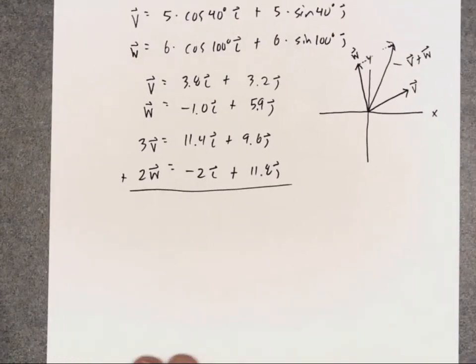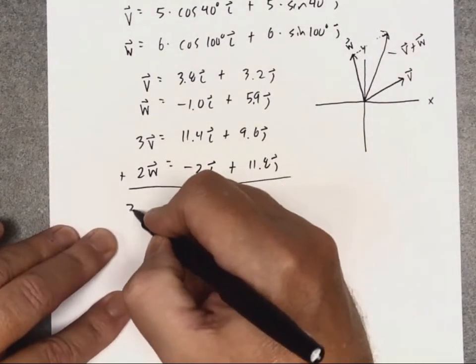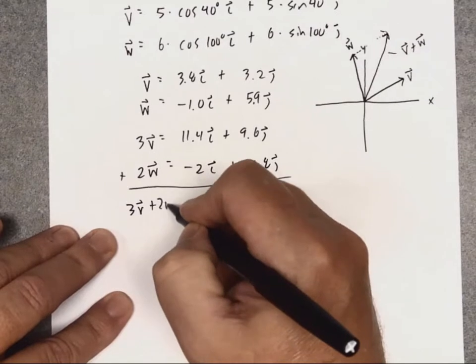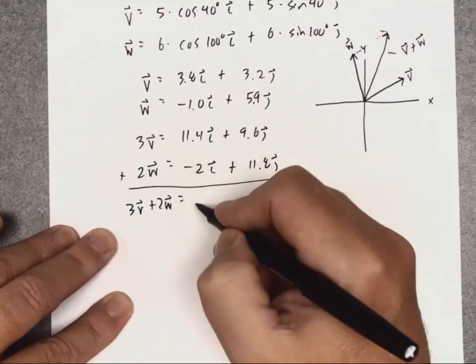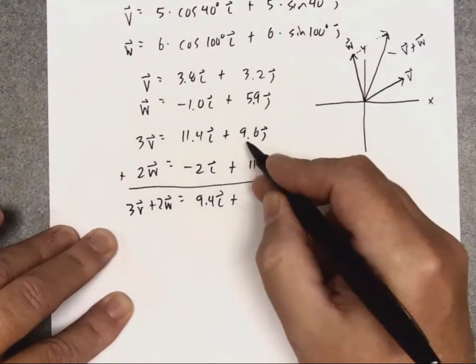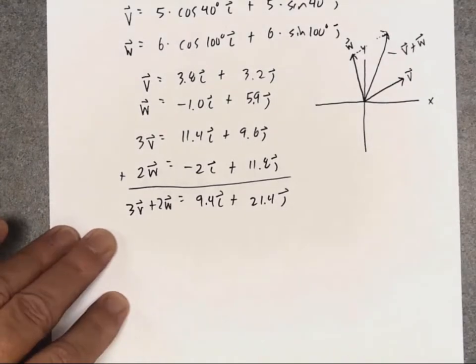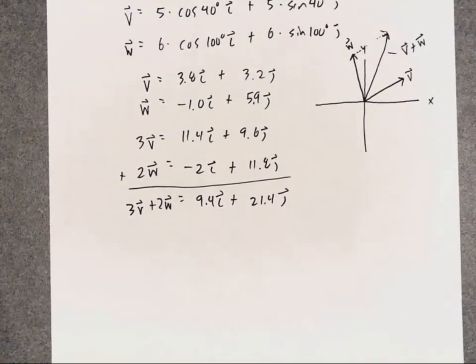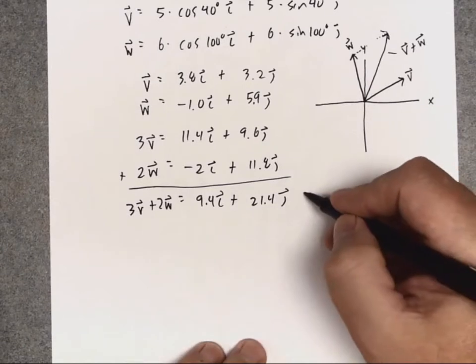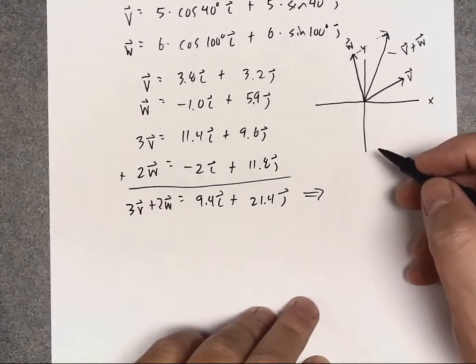So the point is, now that you've rewritten these vectors in i and j, we can add them together. So therefore, 3v plus 2w is going to equal 9.4i plus 21.4j. There's your final vector, but of course it's in the ij form, and we want it to be in magnitude and direction. But we know how to do that.